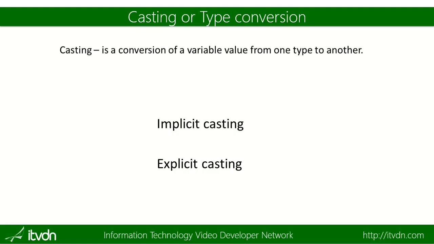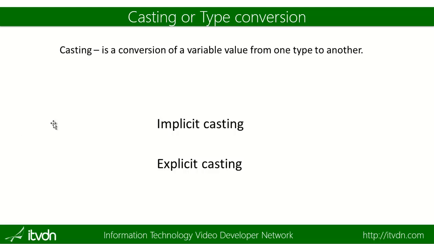Here we have casting or type conversion. Casting is just another word for conversion from one type to another. So if you have a variable of an integer type, you can convert it to another type. If you have a variable of a byte type, you can convert it into another type. That procedure is called casting. Casting is a conversion of a variable value from one type to another.